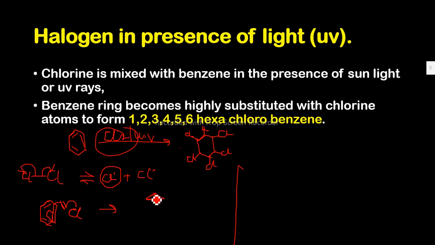So what shall we form? We shall form our radical of benzene. Can you imagine? So you have a dot here and a dot here and the Cl here, with a radical of benzene. So you have a radical here, it's a dot, not a ring.